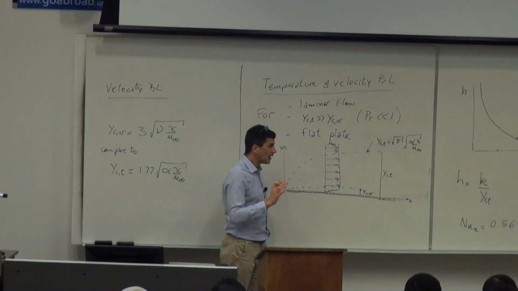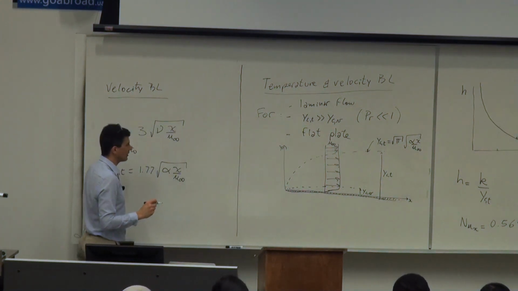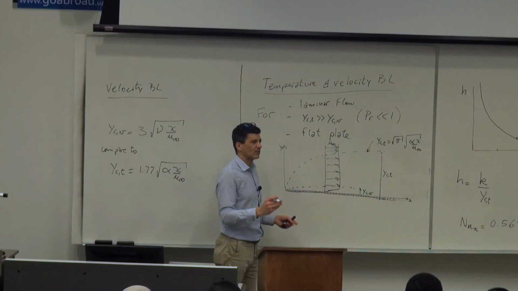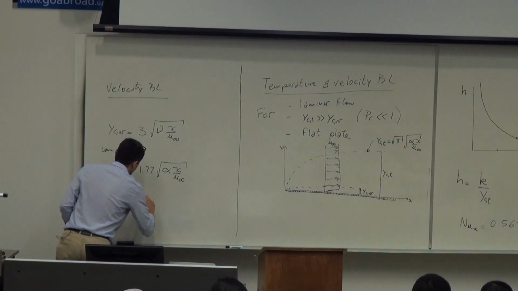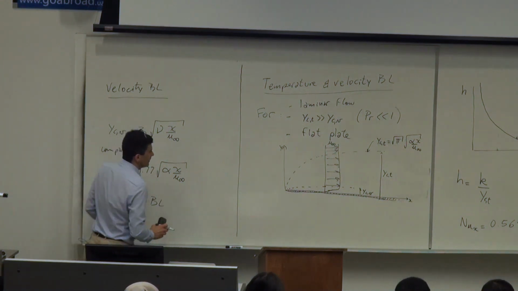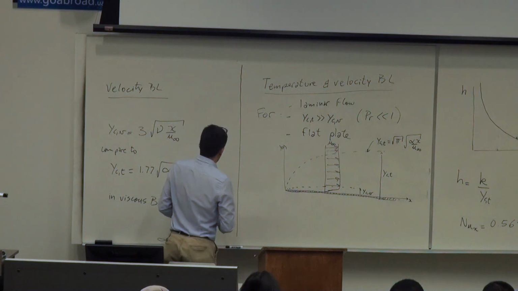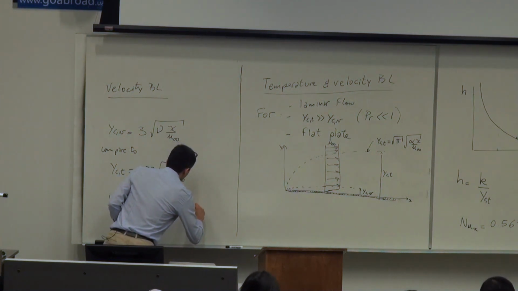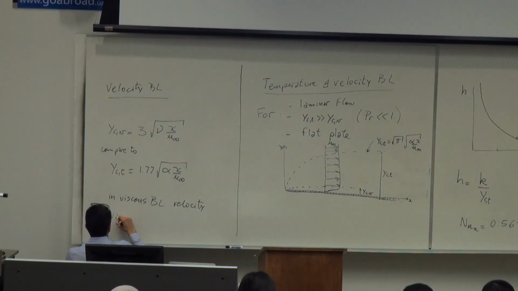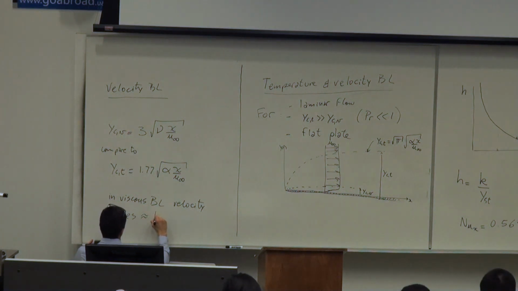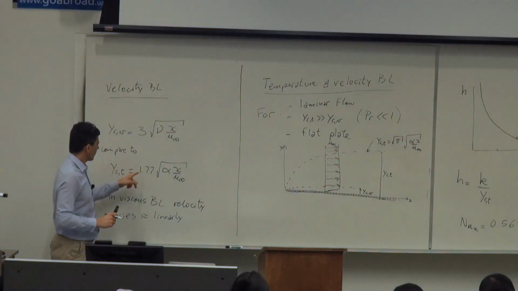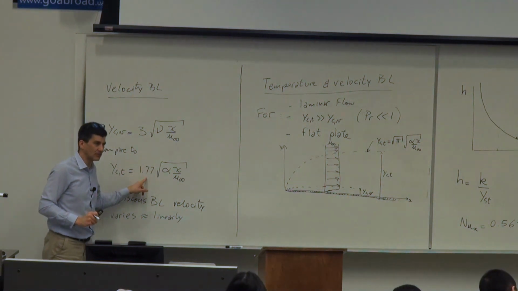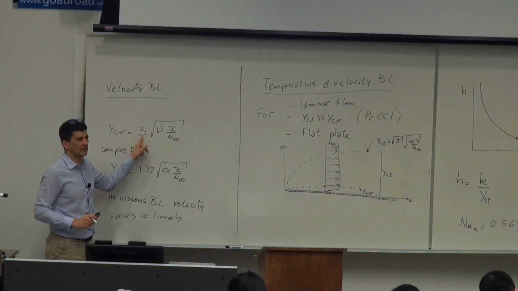Now, if I'm inside the viscous boundary layer, I cannot say that. The velocity varies in the viscous boundary layer, and in the viscous boundary layer, velocity varies more or less linearly. So that's the main reason. In this one we have a 1.77 because velocity is constant, and in this case we have a 3 because velocity is not constant inside.